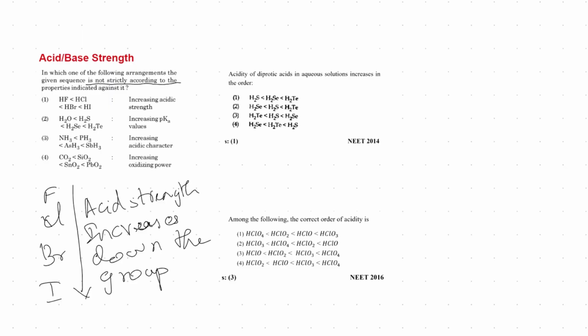Here also oxygen, sulfur, selenium, tellurium. They all belong to the same group. Oxygen, sulfur, selenium, tellurium. Here also when you move down the group, acid strength increases. If acid strength increases, what happens to the pKa value? Okay, that you have to see.